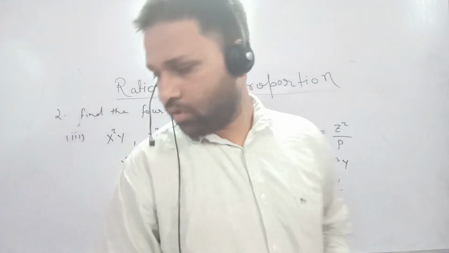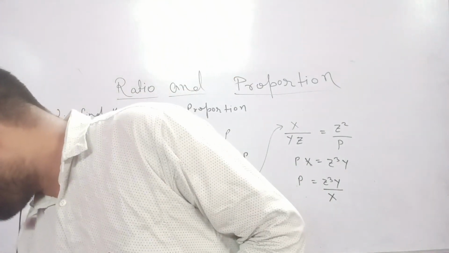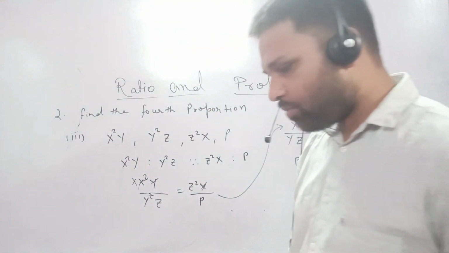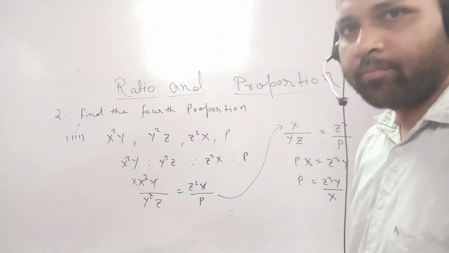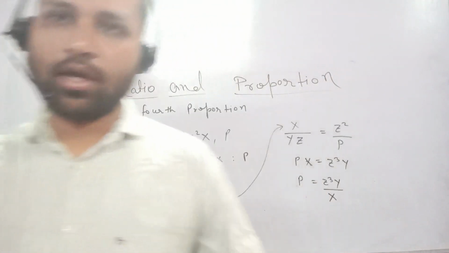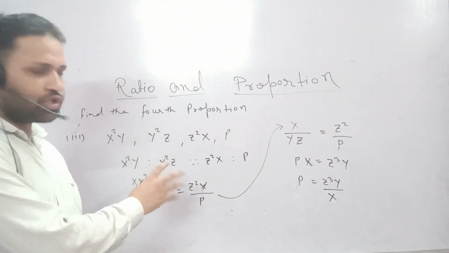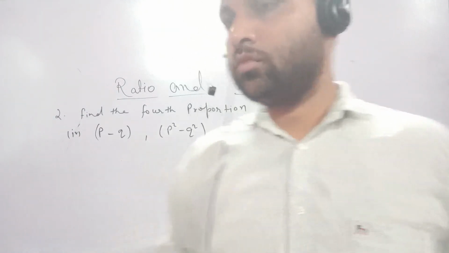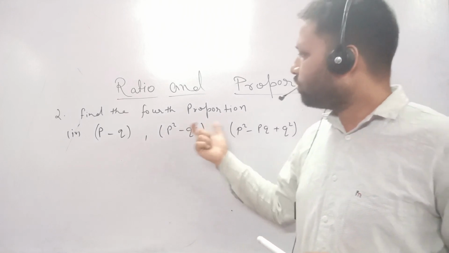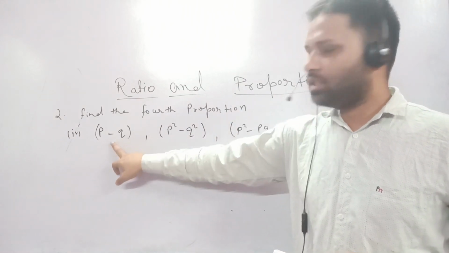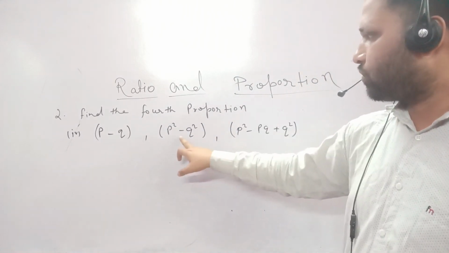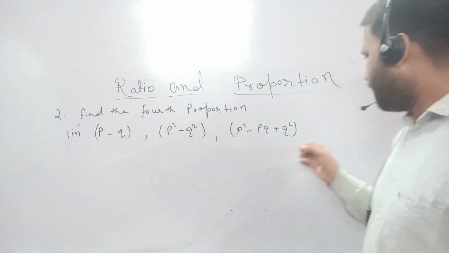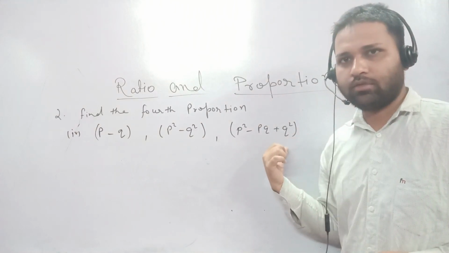Okay. One more important question, question number 4. Please copy it. I will solve question number 4. Find the fourth proportion of these numbers. The first number is p minus q. The second number is p square minus q square. And the third number is p square minus pq plus q square.